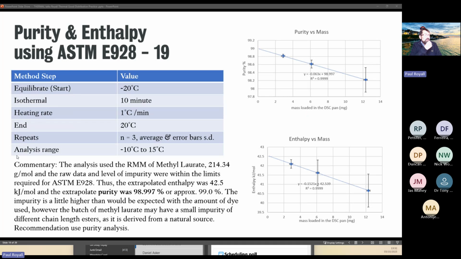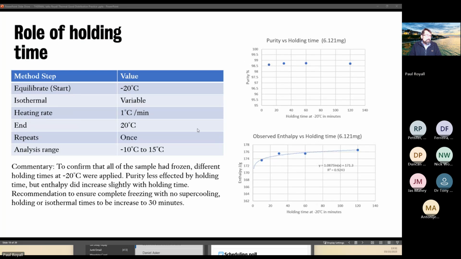So this is where we've used the purity and enthalpy Van Hoff approach, and we've got the purity, and we've theoretically calculated the enthalpy here. And again, the purity, as we decrease the mass load, is getting closer to a value of 99. So we've added a caveat that we want to go between 1 and 2 milligrams in our experiments.